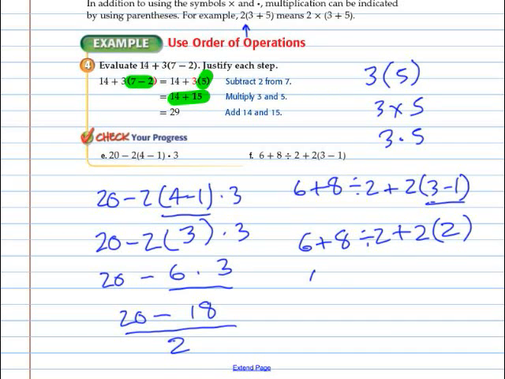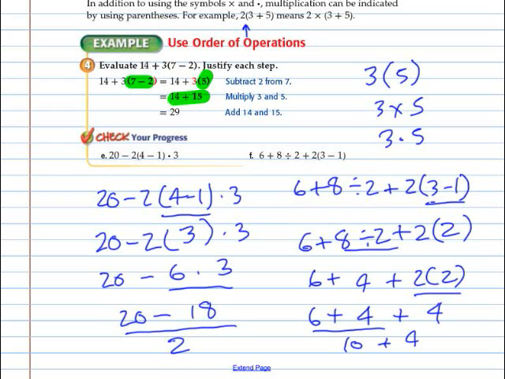Our next step, going left to right, would be to do the division. Our next step, left to right again, multiplication before addition, gives us 4 here. 6 plus 4 plus 4 plus 4, 10 plus 4, 14. A lot of work.